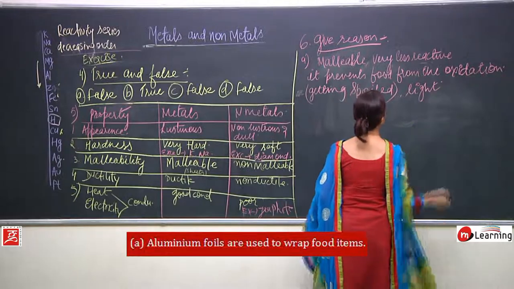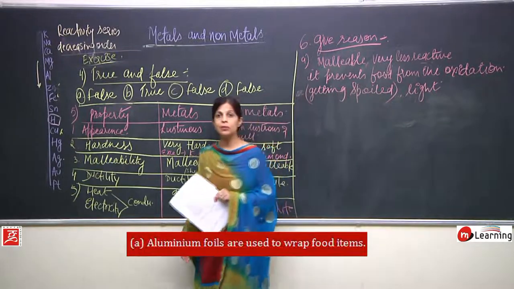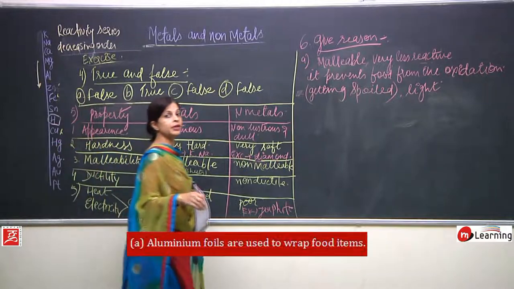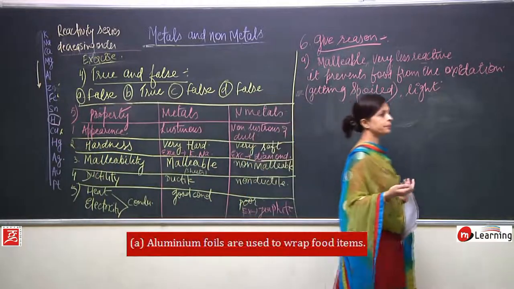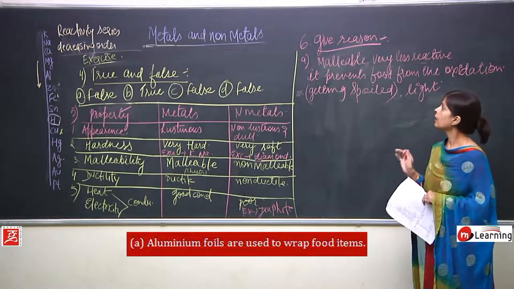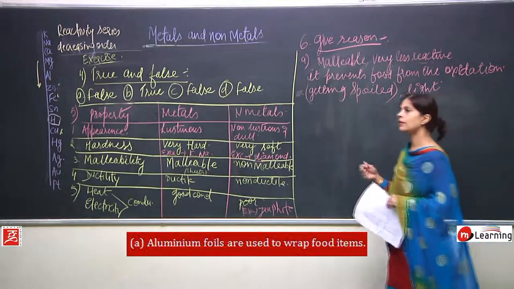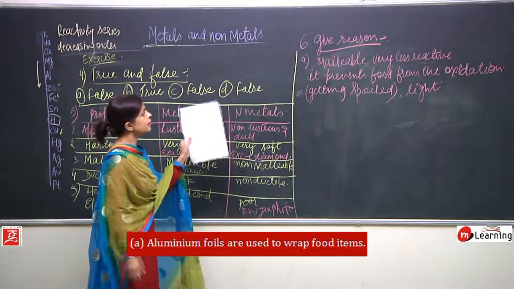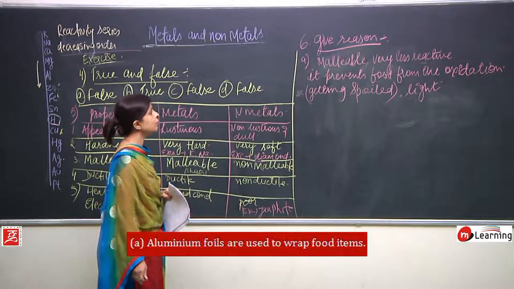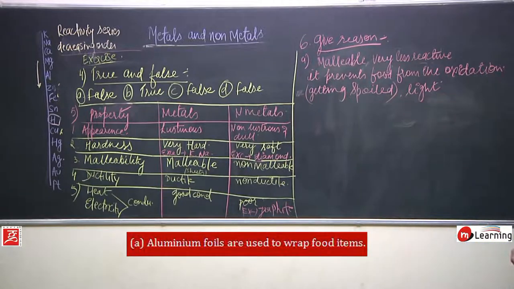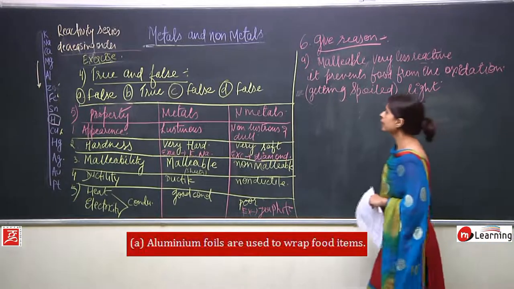If you make it from some other thing which is very heavy, it wouldn't work as well. Aluminium has so many qualities. First of all, it is malleable, so one is able to make thin sheets and foils out of it. So it has malleability, it is very less reactive, it prevents food from further oxidation, meaning it prevents the food from getting spoiled, and at the same time it is also very light.